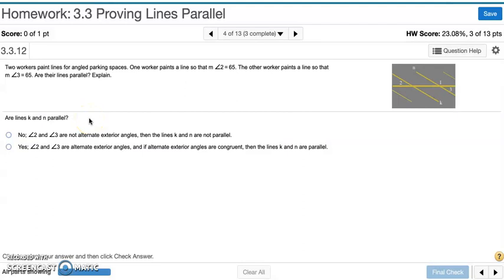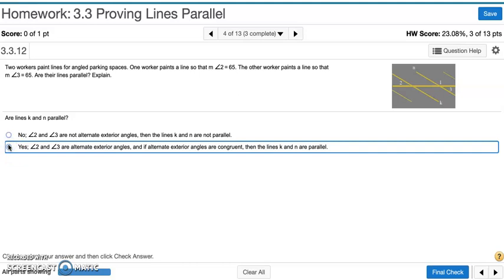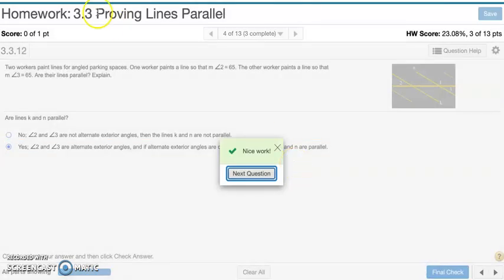Number 4. Two workers paint lines for angled parking spaces. One worker paints a line so that the measure of angle 2 is 65. The other worker paints a line so that the measure of angle 3 is 65. Are the lines parallel? Yes, they are parallel because 2 and 3 are alternating exterior angles, and since they are congruent, that makes the lines parallel. So that's number 4.